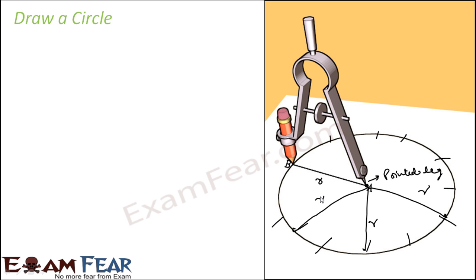Okay. So the closed figure traced by the pencil is called a circle. This closed figure, what you get, is a circle, and this fixed point A is called the center, and this fixed distance between the center and any point on the circle is called the radius. So three terms here: center, circle, and radius.